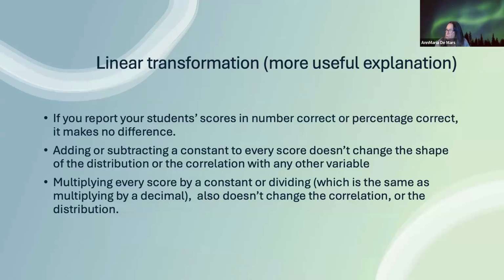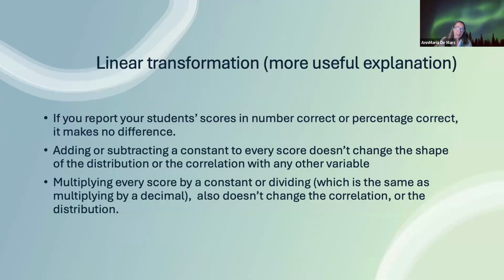If you report your student scores in number correct or percentage correct, it makes no difference. If you add or subtract a constant to every single score, that doesn't change the shape of the distribution. It doesn't change the correlation with any other variable. If you multiply every score by a constant, or divide, which is the same as multiplying by a decimal, it also doesn't change the correlation or the distribution.